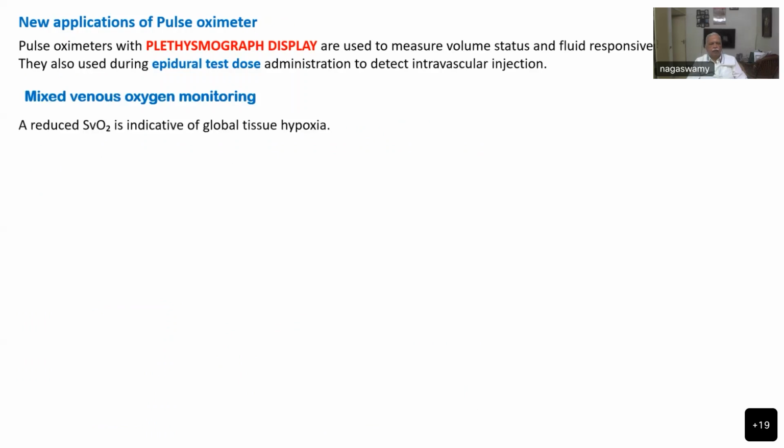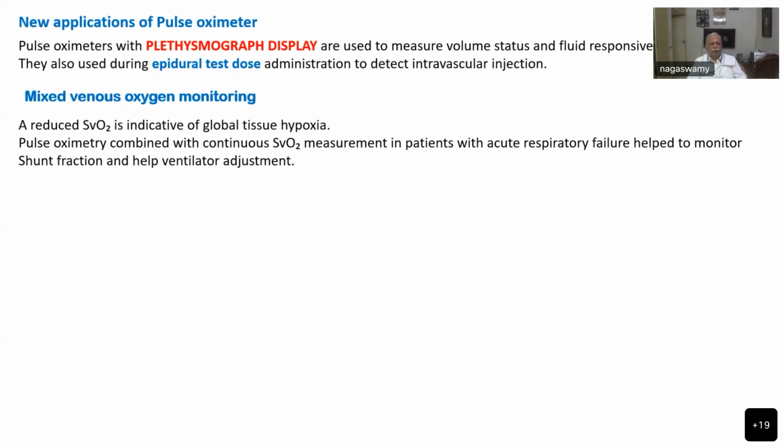So a reduced mixed venous oxygen saturation is indicative of global tissue hypoxia. And pulse oximetry combined with continuous mixed venous oxygen measurement in patients with acute respiratory failure helps to monitor shunt fraction and helps ventilator adjustment.